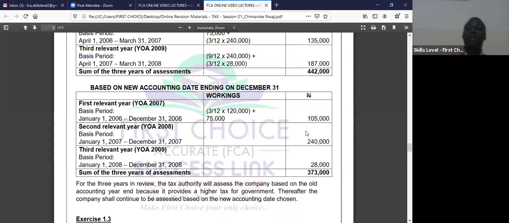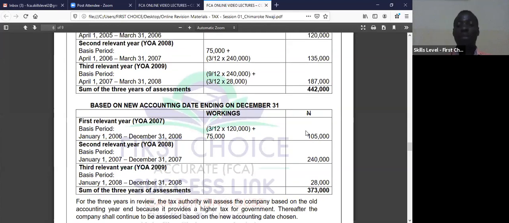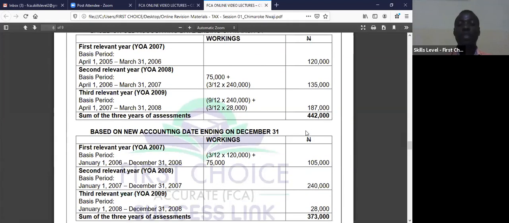So now, what you should know about change of accounting date is that when you are working on the old accounting dates, the first relevant year you will not have workings because that is how they have been filing it. They have been filing it like that.